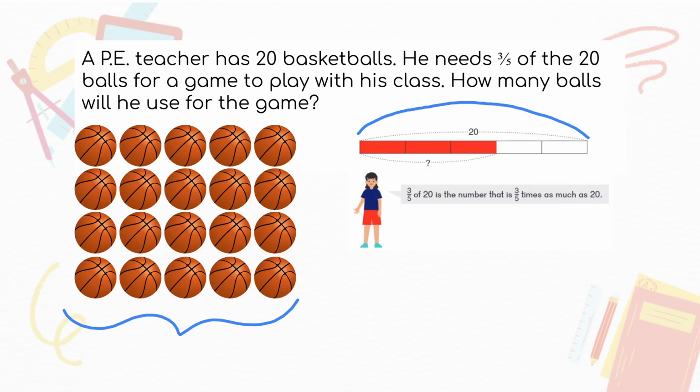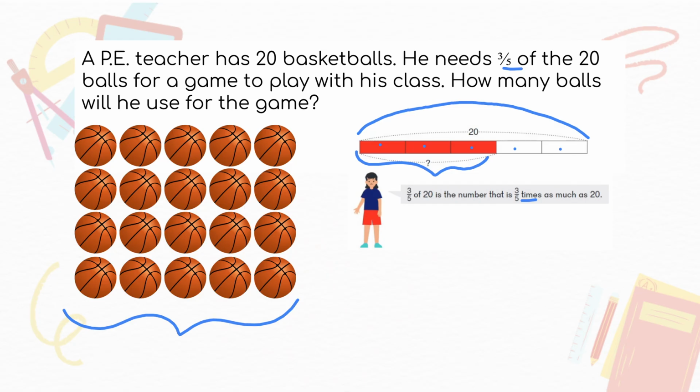Here's our total. All the way across that bar is 20 balls. It's representing all 20. And we've broken it into 5 equal parts. 1, 2, 3, 4, 5 parts. Out of that whole 20, we've broken it into 5 equal parts. And he only needs 3 of those 5 groups. So those 3 are shaded in red.